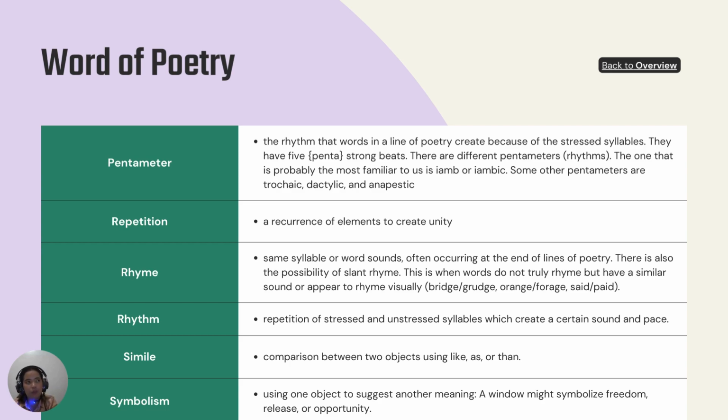Symbolism is basically trying to use objects, any inanimate object, to suggest another meaning. So a window might symbolize freedom, a bird may symbolize freedom, what else? White symbolizes peace, white symbolizes cleanliness, and so on. So again, symbolism is very important in a poem.